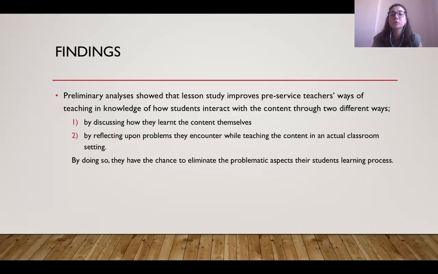The preliminary analysis showed that lesson study improves pre-service mathematics teachers' ways of teaching and knowledge of how students interact with the content in two different ways. The first one is by discussing how they learned the content themselves earlier, for instance, in calculus courses, high school mathematics courses, advanced calculus courses, etc. And the second one is by reflecting upon problems they encounter while teaching the content in an actual classroom setting. By doing so, they have the chance to eliminate the problematic aspects of their students' learning process and their own learning process.